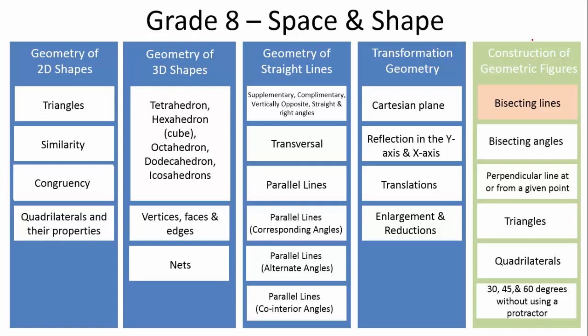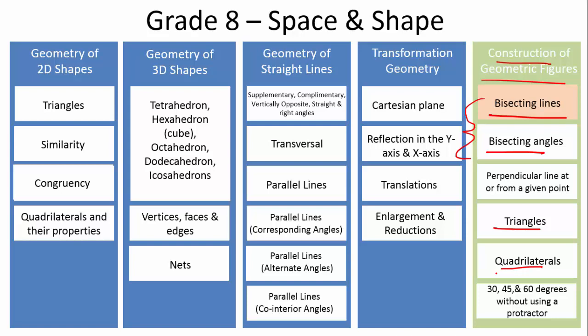Okay, grade 8, now we're going to be talking about construction of geometric figures. We're going to start off with this video, which is bisecting lines, and then we're going to get to bisecting angles. It's important to understand these two videos before we can get on to how to draw a triangle, how to draw quadrilaterals, and the different degrees, with or without using your protractors, your compasses, and your rulers.